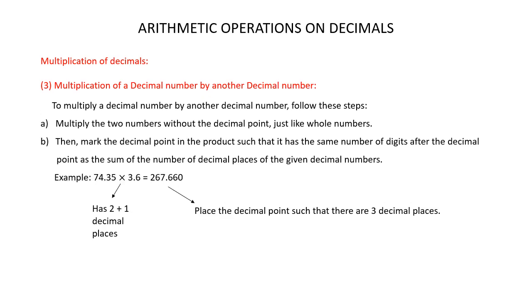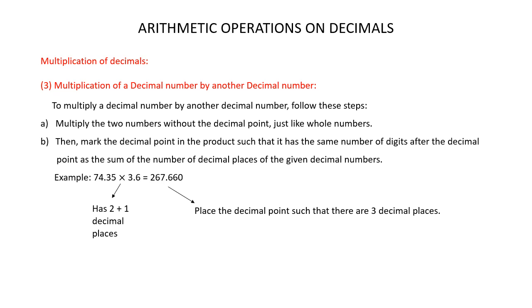Let's learn about multiplication of a decimal number by another decimal number. To multiply a decimal number by another decimal number, you have to follow these steps. Multiply the two numbers without the decimal point, just like whole numbers. Then mark the decimal point in the product such that it has the same number of digits after the decimal point as the sum of the number of decimal places of the given decimal numbers. Let's understand this with an example.